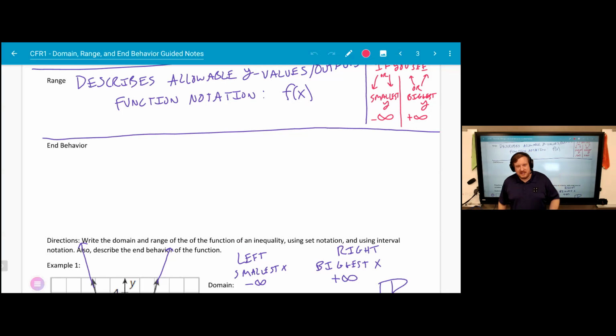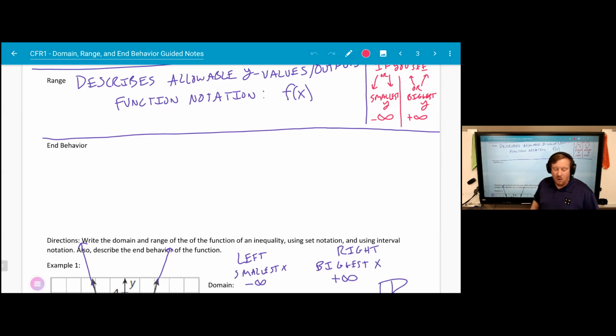All right, Algebra 2, if you're coming from part 1, we just did domain and range. We did one example of domain and range. We talked about what it looks like, what it means, and some good hints at the end. What we're going to do now is talk about what we call end behavior.